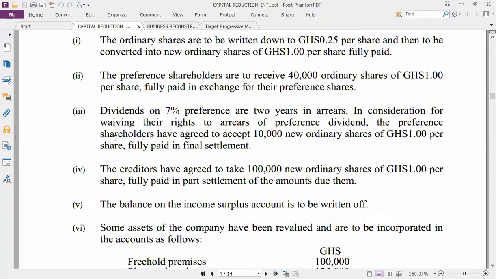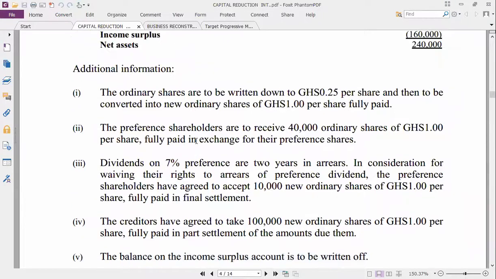Good. Note 5 says that the balance on the income surplus is to be written off. Whether that statement is there or not, you have to write it off. Have you seen Argentine Limited? They didn't tell us, but we still wrote it off. So whether this statement is there or not, you have to write it off, as long as it's negative. Good. So let's write it off. We just have to send it to the loss side of the capital reduction.